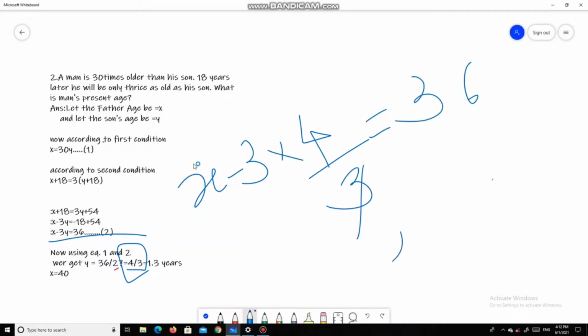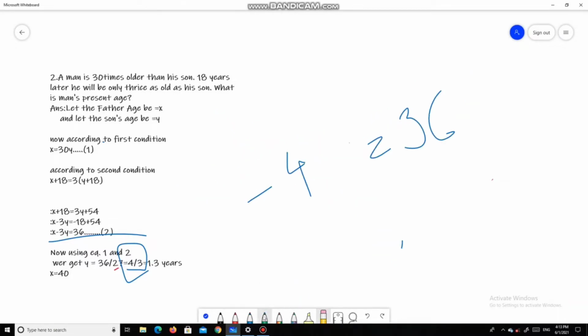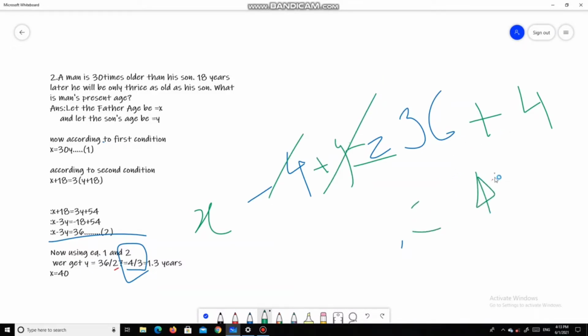So 3 goes to 3, so there remains only 1. So it was only 4, here was x, and is equal to 36. Now this 4 will come here, and here will be 1 4, which will cancel each other, and 36 plus 4 is equal to 40.